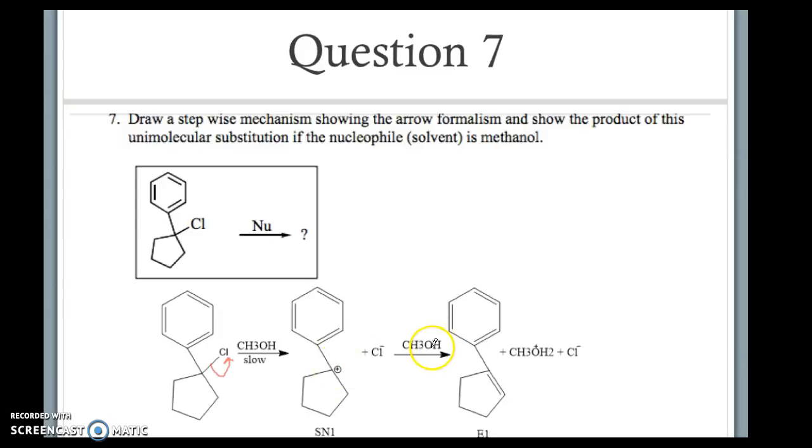And then what will happen is that this oxygen will come around and grab onto our H, which then the hydrogen will leave behind the lone pair, and the lone pair will then make that double bond between the two carbons, the beta carbons, and we will end up with chlorine as a byproduct, CH3OH2 with a positive charge, and a double bond in our E1 reaction.